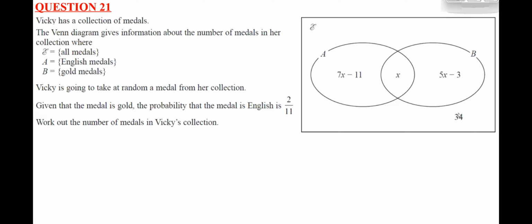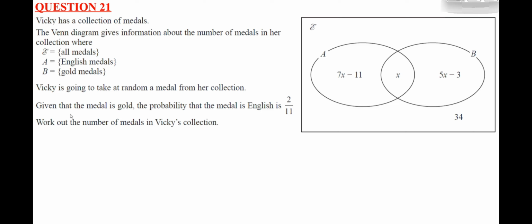But there's still medals in her collection because that 34 is still inside the rectangle with the curly E in it. And I'll just mention the bit in the middle, because this X is included in the A region and the B region. The X therefore represents those medals which are both gold and English ones. So in other words, it must be where she's got a gold at English, I would imagine. Anyway, she's going to take at random a medal from her collection. And the wording here says, given that the medal is gold, the probability that the medal is English is 2/11.